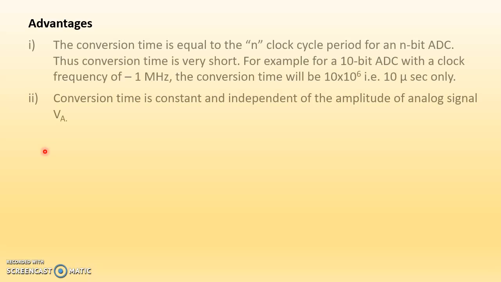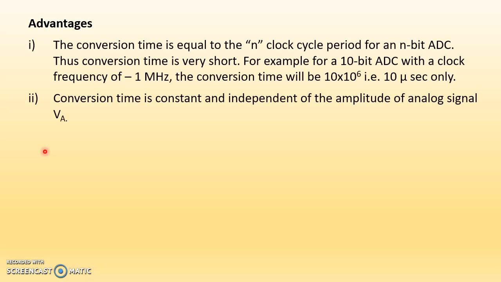Now the advantages of SAR. The conversion time is equal to n clock cycle periods for an n bit ADC. Thus the conversion time is very short. For example, for a 10 bit ADC with a clock frequency of 1 MHz, the conversion time will be only 10 microseconds. Conversion time is constant, independent of the amplitude of analog signal V.